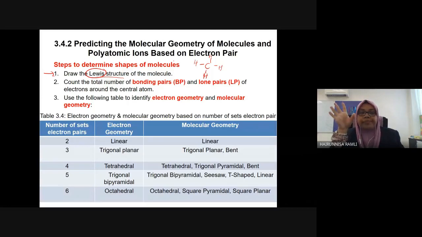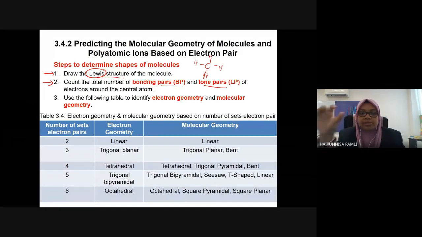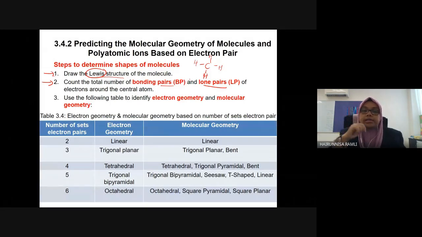So tak apa draw. But then you have to, second step, you have to count the total number of bonding pairs and also lone pairs. That's why tadi saya stresskan about the bonding pairs where the multiple bonds, either the double bond or triple bonds, so that one must be considered as only one bonding pair.